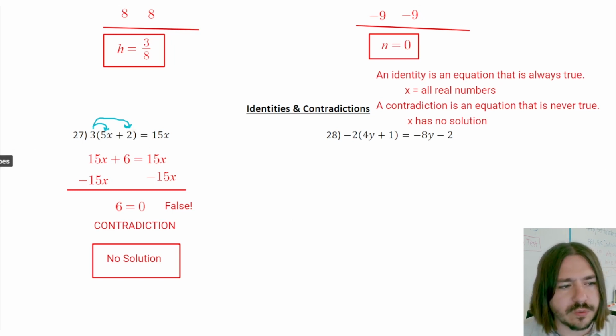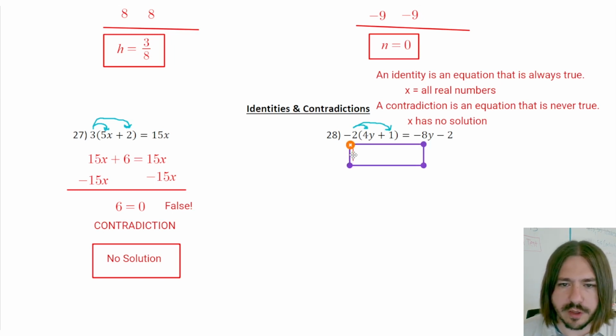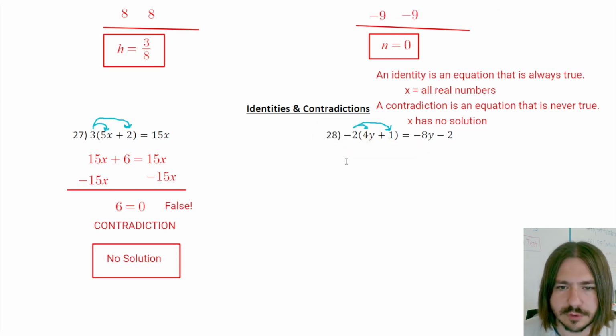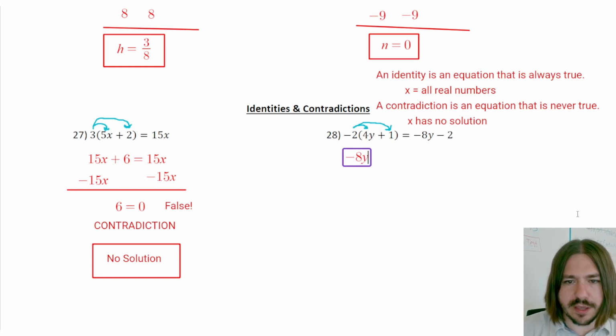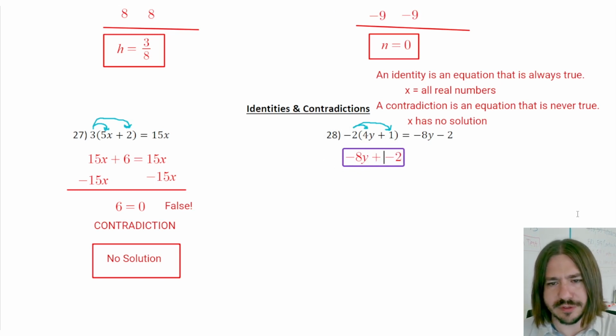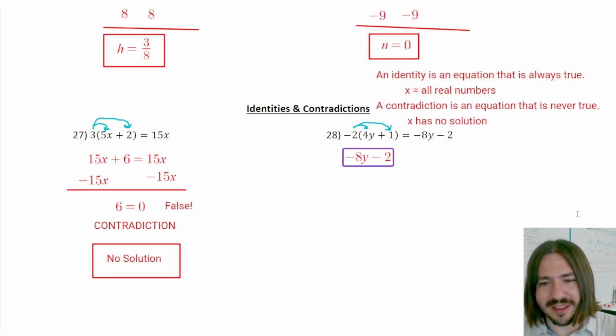With number 28, we will start similarly by using the distributive property here. And so that'll leave me with negative 8y. Let's try that again. Negative 8y minus 2, there we go, equals negative 8y minus 2.